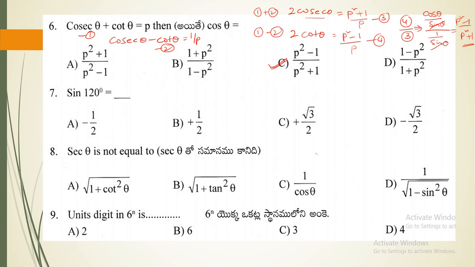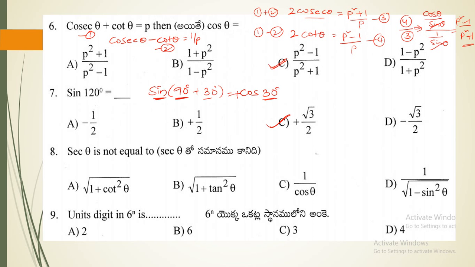Next, sin 120 degrees. So sin 120 I can write it as sin of 90 degrees plus 30 degrees. So since we are having 90, so sin will be changed as cos. So cos 30 degrees. Now in the second quadrant sin is positive. So since it is positive, so we are going to get plus cos 30. What is the value of cos 30? Cos 30 is root 3 by 2.